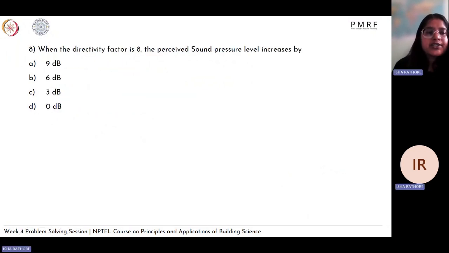So moving on to question 8. When the directionality factor is 8, the perceived sound pressure level increases by A, 9 decibels, B, 6 decibels, C, 3 decibels, and D, 0 decibels. So we looked at the directionality factors when we looked at directional sound sources.